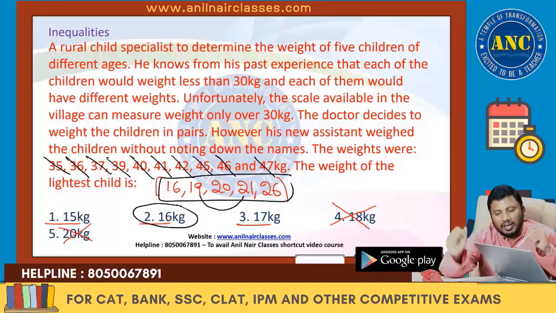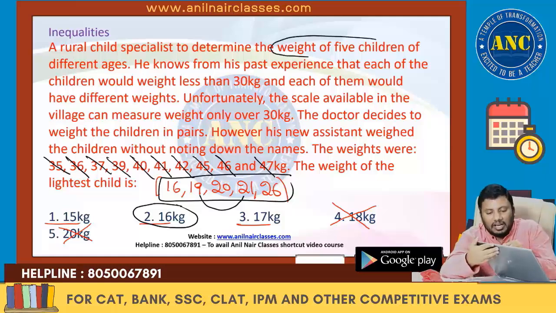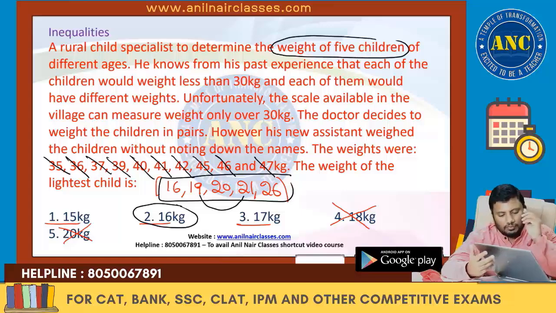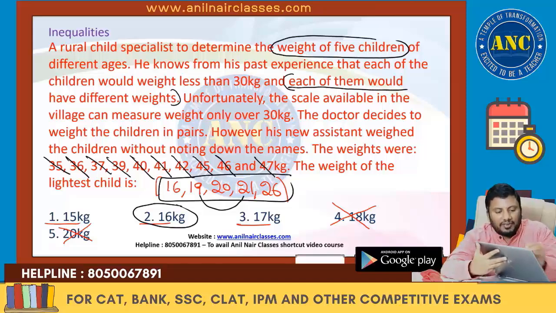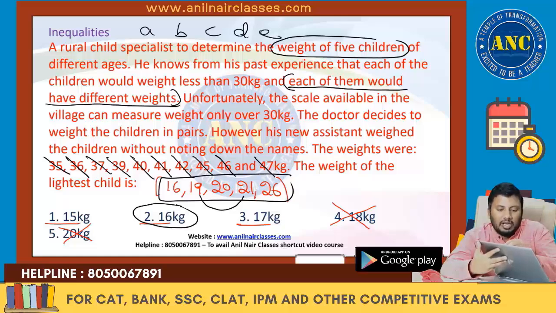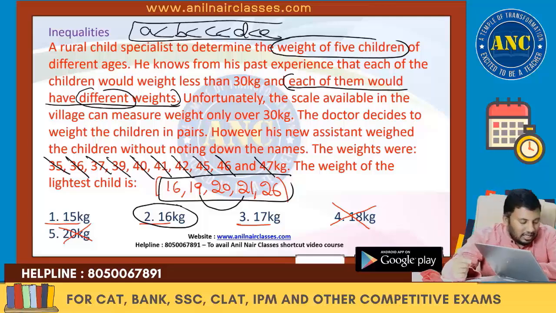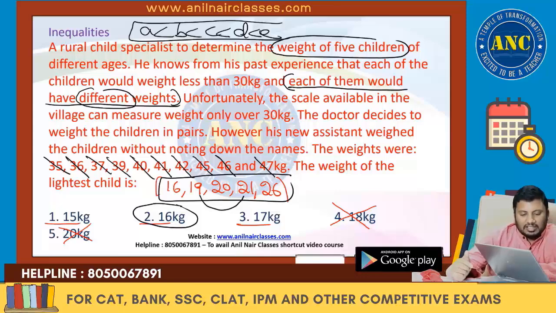We require the weight of 5 children. All the children's weights are distinct. Each of them will have different weights. 5 children, 5 weights. I called them A, B, C, D, E. Lowest is A, highest is E. And he said all of them are different. So one way they will be in ascending order: A less than B, B less than C, C less than D, D less than E.